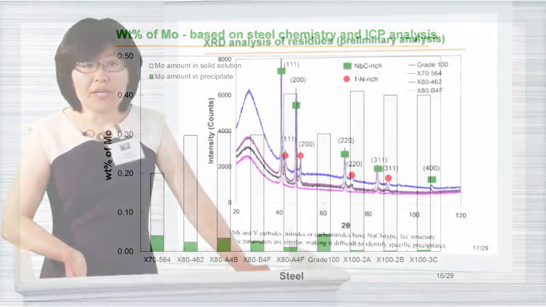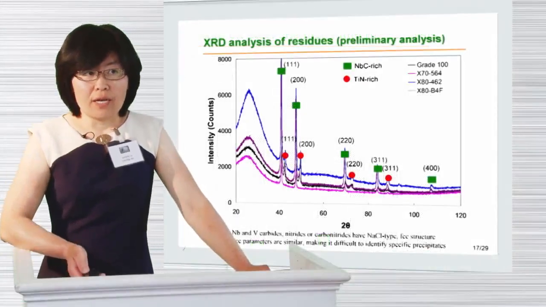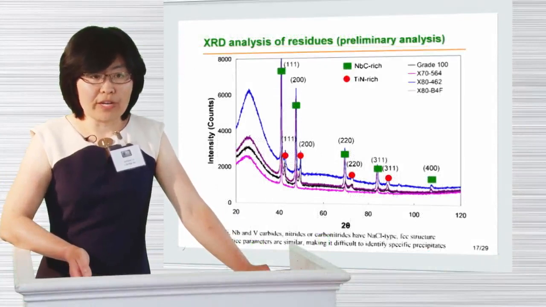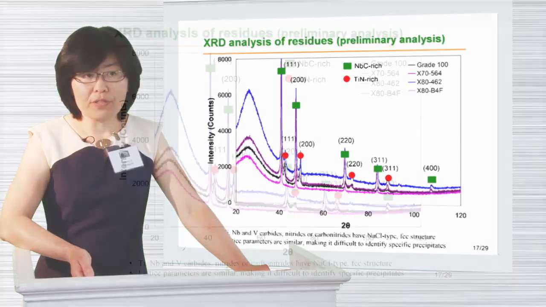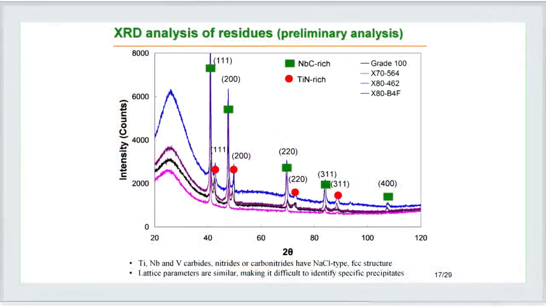And we already introduced that when we extract the precipitates, we bring them for X-ray diffraction analysis. And here shows a few samples of the residues from the four types of steels that we used. The preliminary analysis shows that there are two groups of precipitates in all of these steels. One type is niobium carbide rich, shown by the green squares. And another type is titanium rich, titanium nitride rich, shown by the red points.